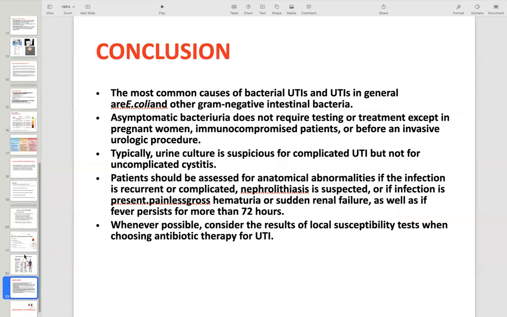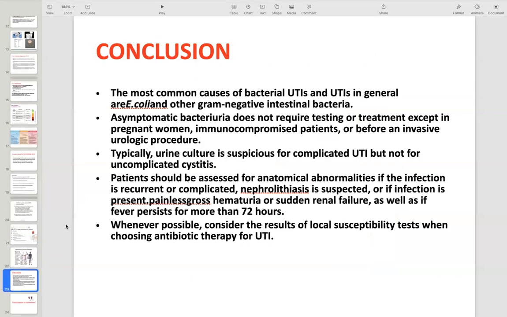So let's come to the conclusion. The most common causes of bacterial UTIs, and UTIs in general, are Escherichia coli and other gram-negative intestinal bacteria. Asymptomatic bacteriuria does not require testing or treatment except in pregnant women, in immunocompromised patients, or before an invasive urologic procedure. Typically, urine culture is suspicious for complicated UTI, but not for uncomplicated cystitis.